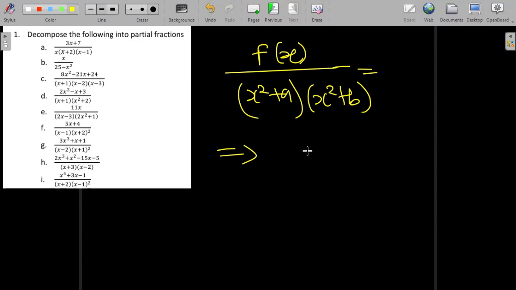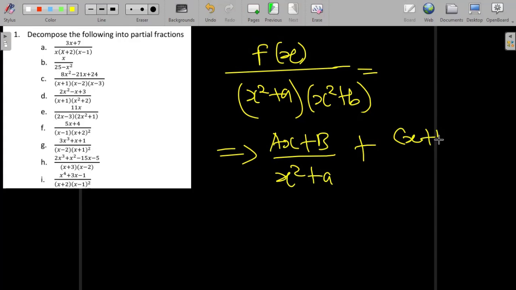Remember when we had linear factors down here, what we were putting on top were just constants, but now we have a quadratic function which is not factorizable. So what we will be putting on top will be a linear function. We are going to say ax plus b divided by the first unfactorizable quadratic factor, plus cx plus d divided by the second one. So that's how we are going to be handling unfactorizable factors.